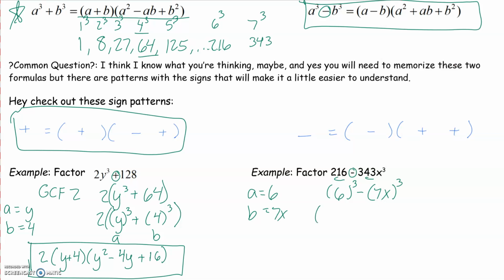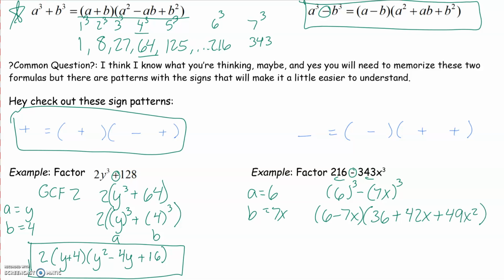Interesting. Okay, but we're going to go ahead and substitute in, and we're going to start off with A minus B, which would be 6 minus 7x as our first step. Our second step is going to be A squared, which is 36, plus A times B, which is 6 times 7, which is 42x. And the last step is B squared, which is 7 times 7, which is 49, times x squared.